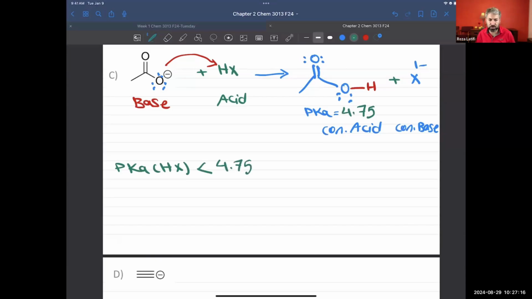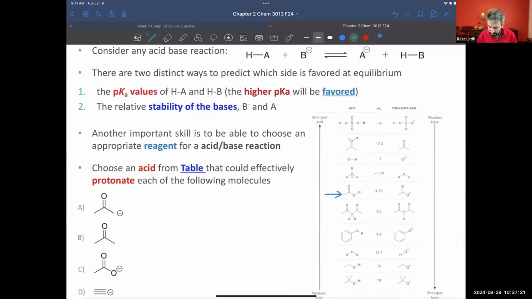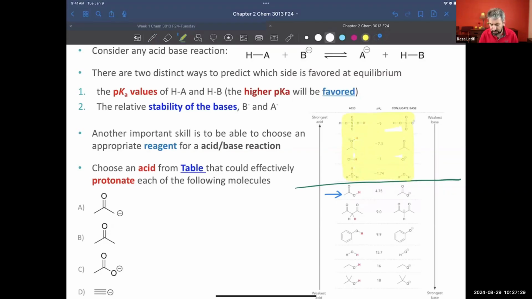The pKa of the acid HX must be less than 4.75. So anything less than 4.75 is possible. This is going to be the cut. Anything in this region is possible, so anything up, we can use it. Of course, the bigger the gap you have between 4.75 and the acid that you pick, the higher the completion and the higher the ratio of completion you will get.